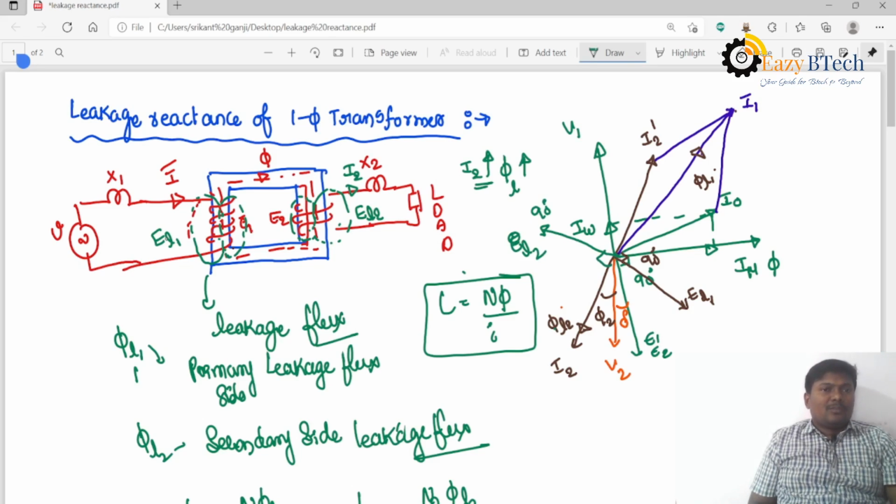Suppose if you observe, 100% of the flux is present, and 5% of the flux will be leaked. So on the primary side and secondary side, only 95% of the flux is present. That is common for both the windings. We can't say the flux which is common to both the windings is leakage flux. It is a useful flux. The flux which links either the primary winding or the secondary winding, but not both the windings, is called the leakage flux. So this is phi 1, and this is called phi 0, right?